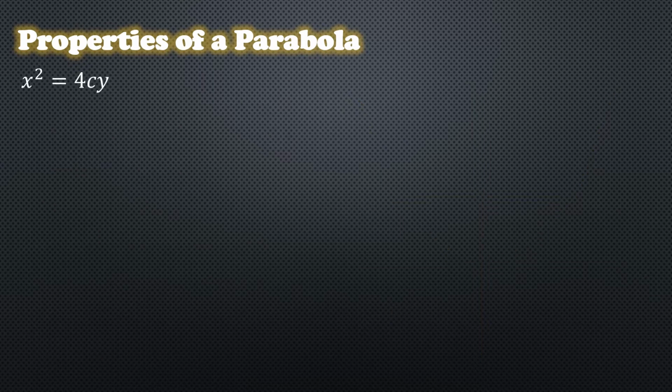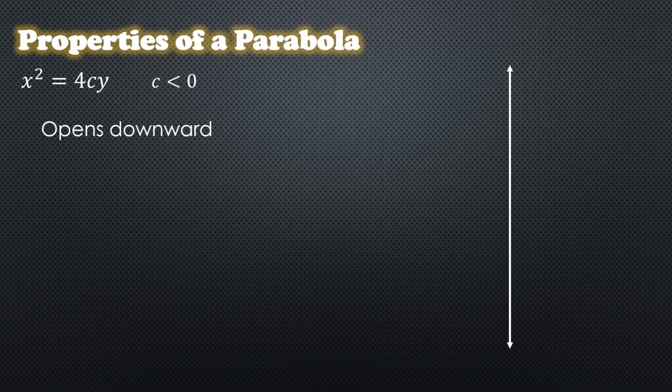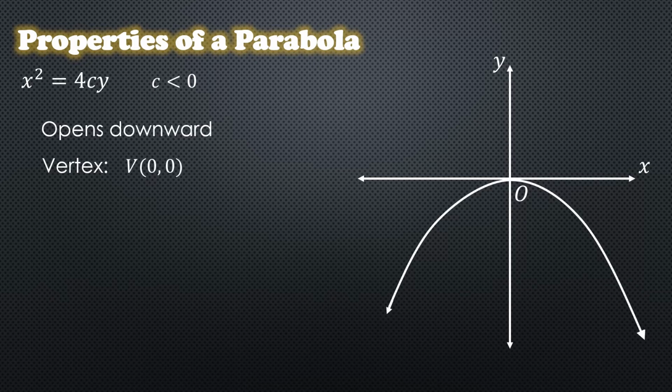For the parabola with equation x squared equals 4cy, where c is less than 0, the parabola opens downward. The vertex is still at the origin. However, the vertex this time is the maximum point, or the highest point, of the parabola. The focus is still c units away from the vertex, but this time it is below the vertex. Hence, the coordinates of the focus will be (0, -c).